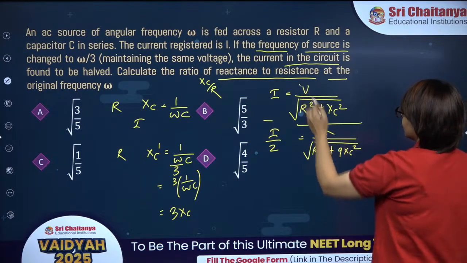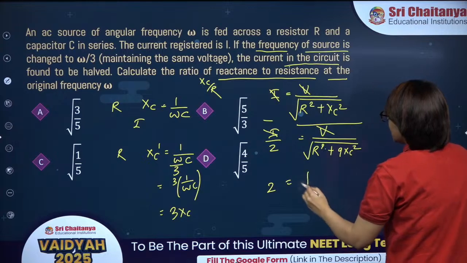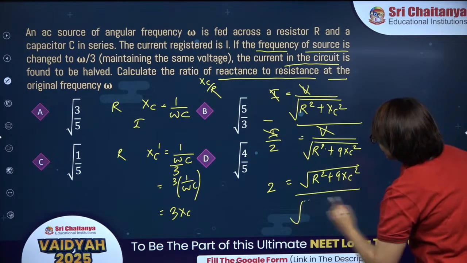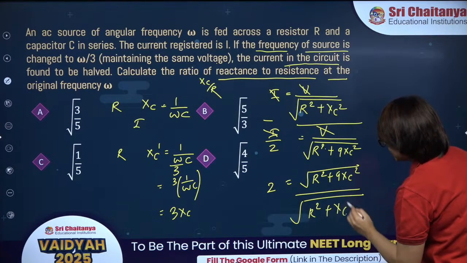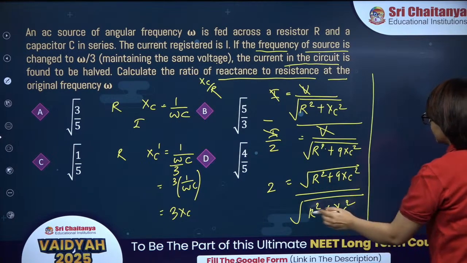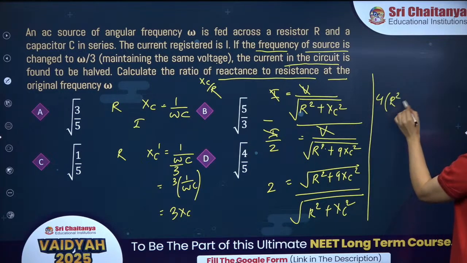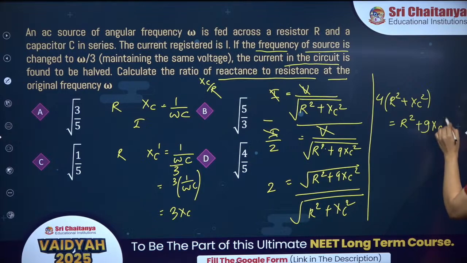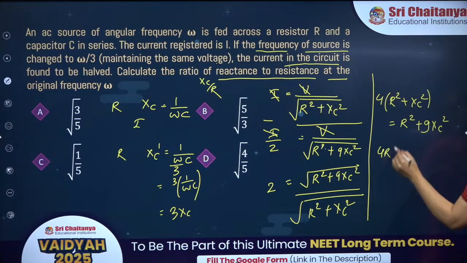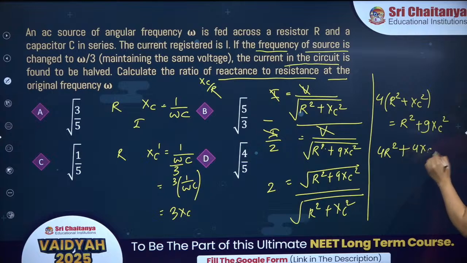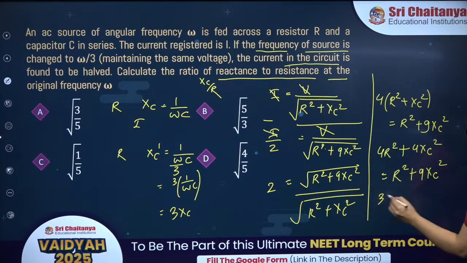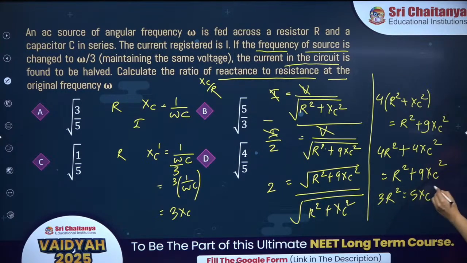If you divide it, V and V cancel, I and I cancel. So 2 will be under root of R square plus 9XC square divided by under root of R square plus XC square. Square and then cross multiply. So it will be 4 times R square plus XC square, and it should be R square plus 9XC square. So it is 4R square plus 4XC square is equal to R square plus 9XC square. So from this one we have 3R square is equal to 5XC square.